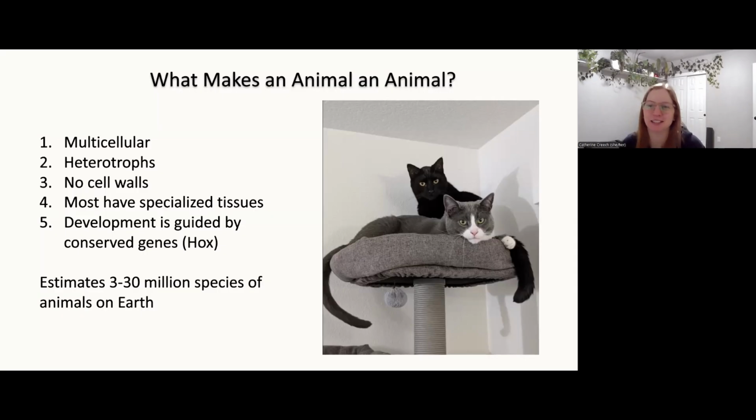Today we're going to discuss animal general body plans and what makes an animal an animal. So I have a picture of my two favorite animals right here, Parker and Max.